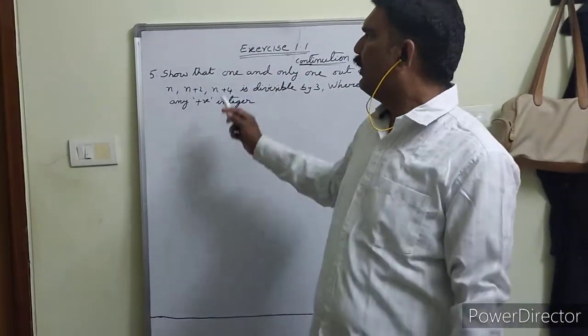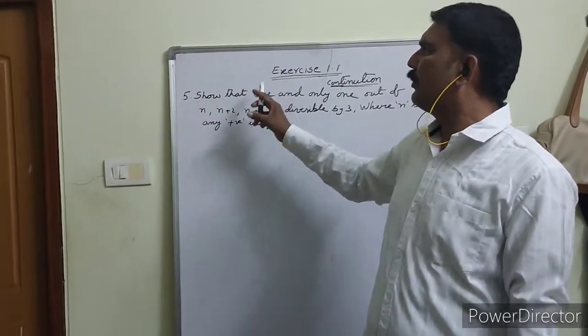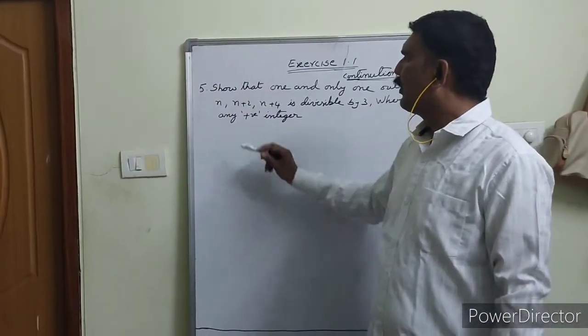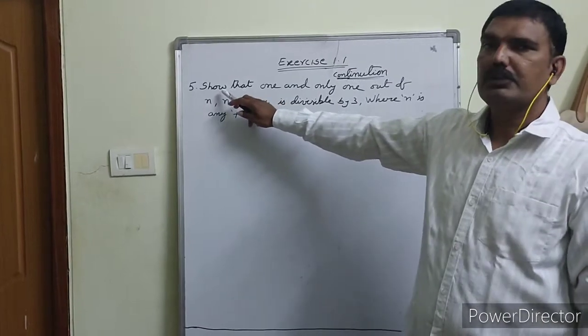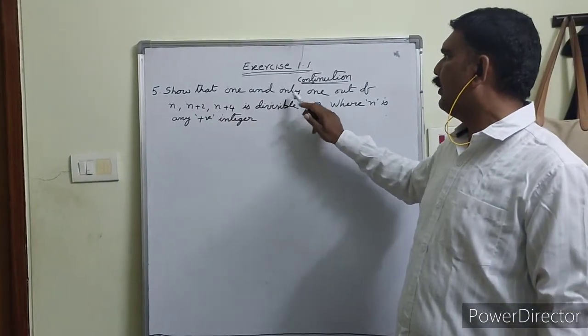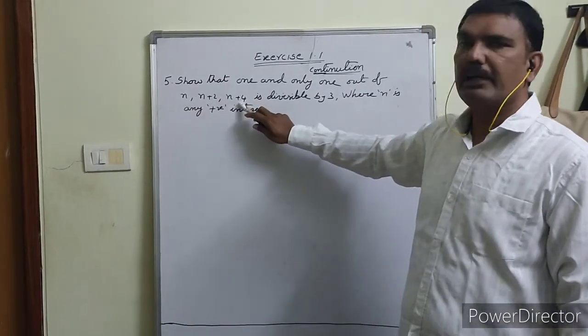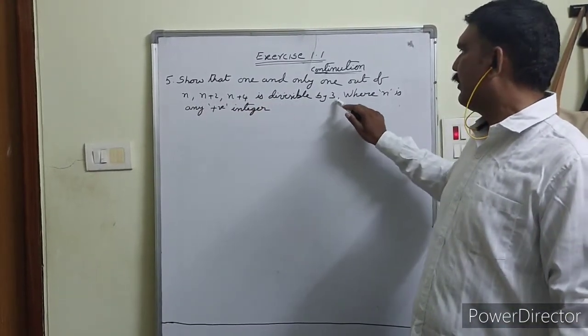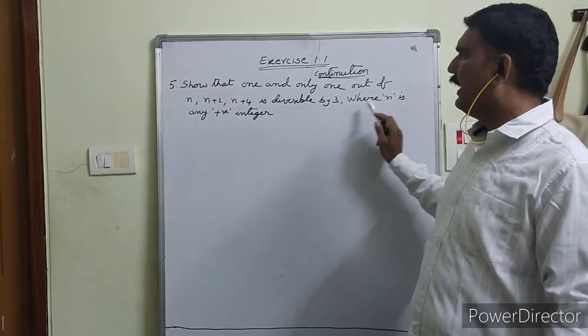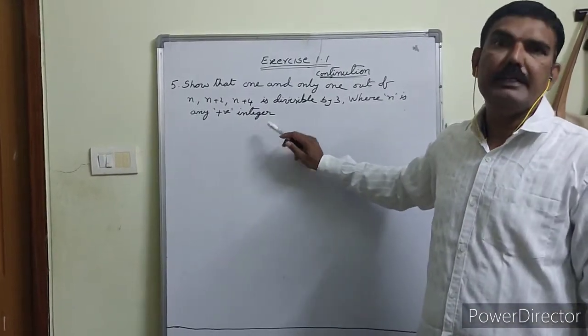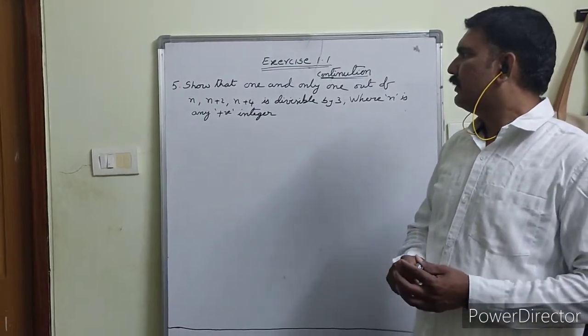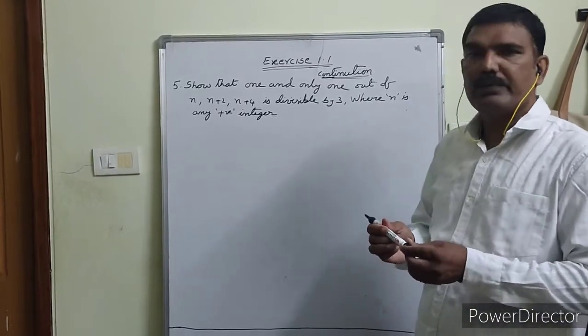Today we will discuss the fifth problem in exercise 1.1. I'll read the problem now. Show that one and only one out of n, n plus 2, n plus 4 is divisible by 3, where n is any positive integer. So how we have to prove it, we'll see here.